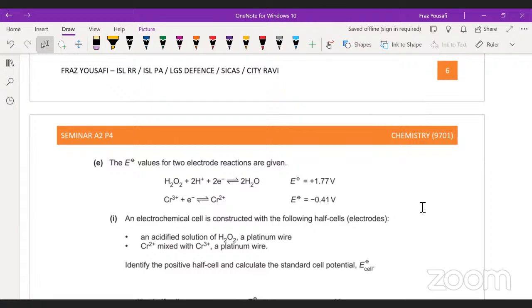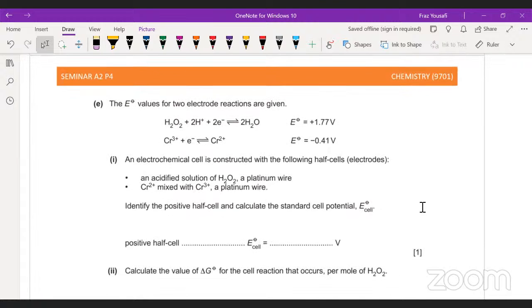So you've been given two E naught values for two electrode reactions. For the peroxide electrode in acidic solution, its E naught is plus 1.77. For chromium 2 to chromium 3, it says that it is negative 1.41. And what it wants you to do is that an electrochemical cell is constructed using the following half cells. You've got an acidified solution of peroxide with a platinum wire, Cr2 plus, Cr3 plus, again a platinum wire. They want you to identify the positive half cell and calculate the standard cell potential.